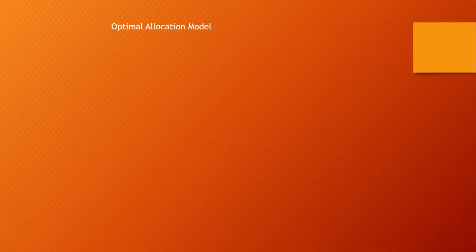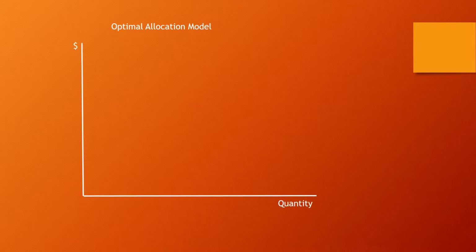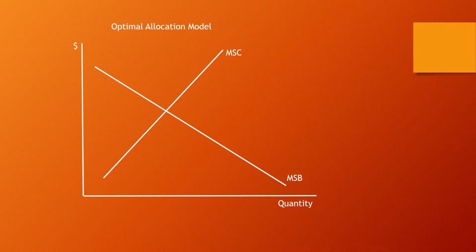So let's look now at a graphical depiction of the optimal allocation model. Let's start with the axes. We've got the quantity of the good, units of the good, on the horizontal axis, and dollars measured on the vertical axis. Here's the marginal social benefit curve. It's downward sloping. It depicts the idea that at the margin, people in the community will be willing to pay less for each additional unit of the good.